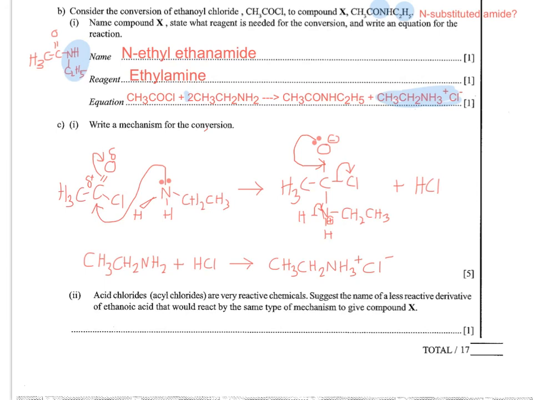And finally it says acid chlorides or acyl chlorides are very reactive, and they want you to suggest the name of a less reactive derivative of ethanoic acid that would react by the same type of mechanism to give compound X. And that would obviously be ethanoic anhydride.